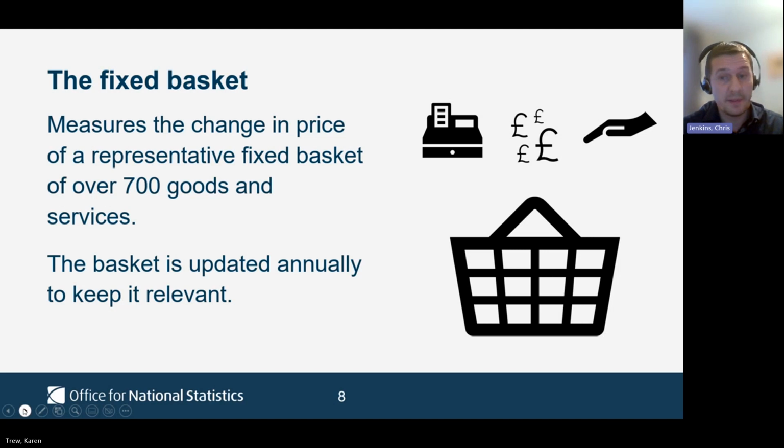When we are updating the basket, we need to consider quite a few things. We need to consider how much households are actually spending on the items within the basket. And we take a look at the previous year to tell us how much people are spending on these items. We also need to take note of how well we can capture any variation in price for the item that we're including. And importantly, we also need to ensure that we can effectively collect prices for the item that we want to include.